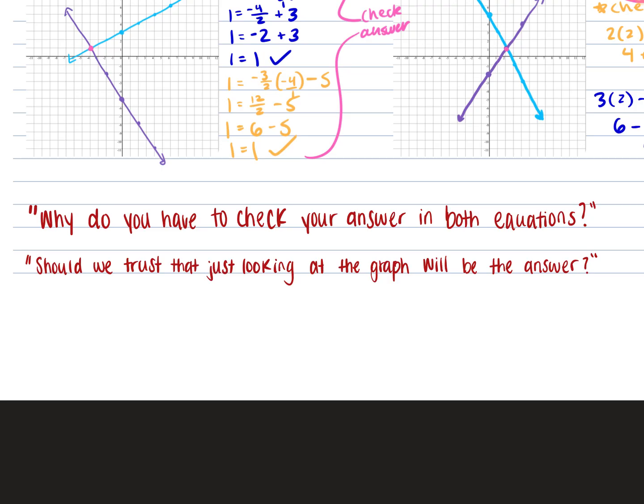Why do you have to check your answer in both equations? Why do you think? Just in case you graph one wrong. And then also, like we tried on the last page, it could work with one equation, but not the other. So that's why we always have to check both equations. And then should we trust that just looking at the graph will be the answer? No, check your work.